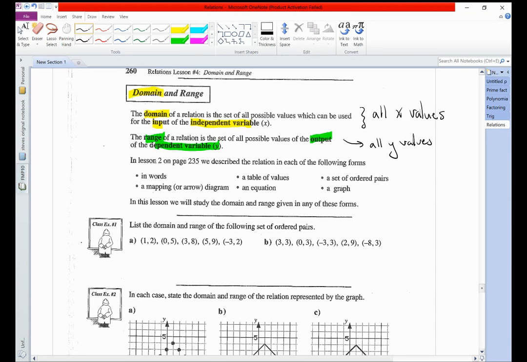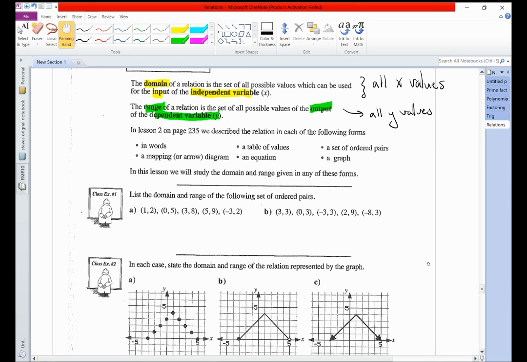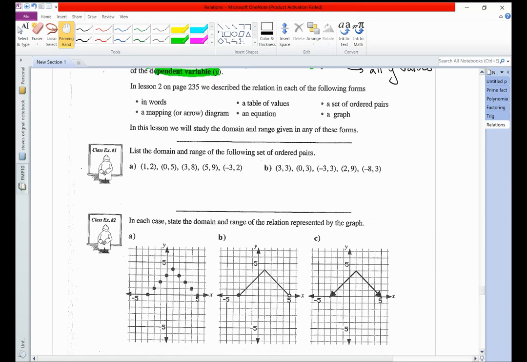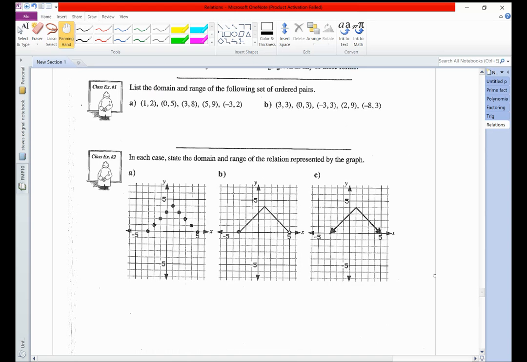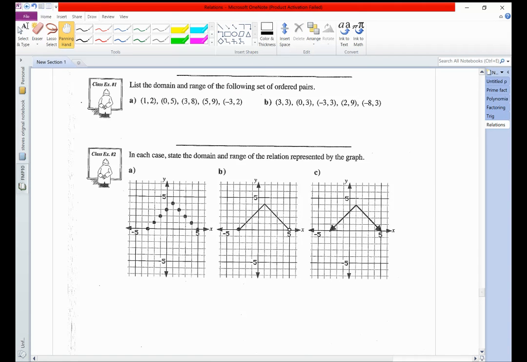So we're going to look at finding domain and range of ordered pairs of graphs. I think we do an arrow diagram as well, and a word problem. Most of the time you'll be doing this with graphs, and it's an important skill to have, but we can learn what the domain and range are using the other relations as well. So I'm just going to put a reminder up here. Domain is all the x values.